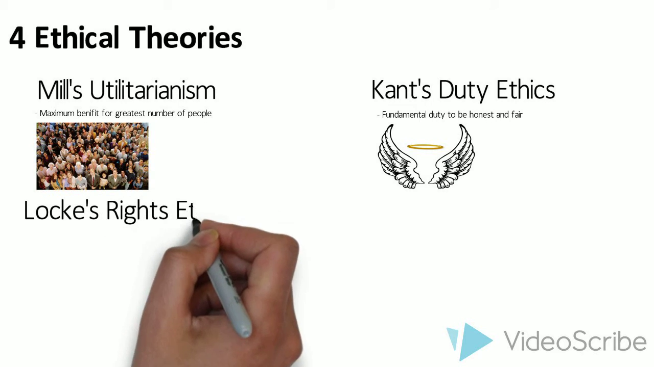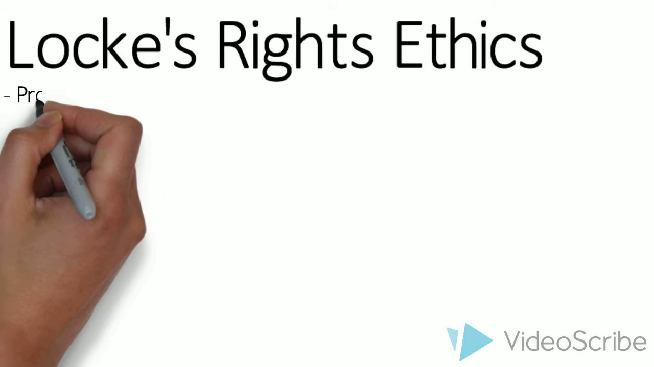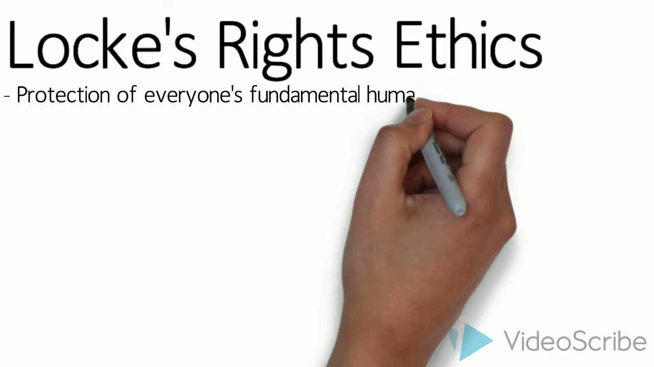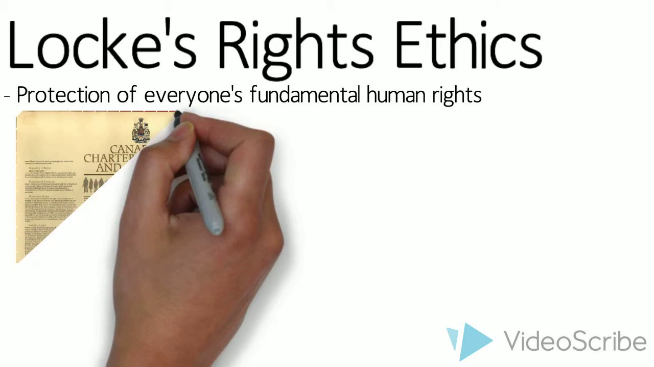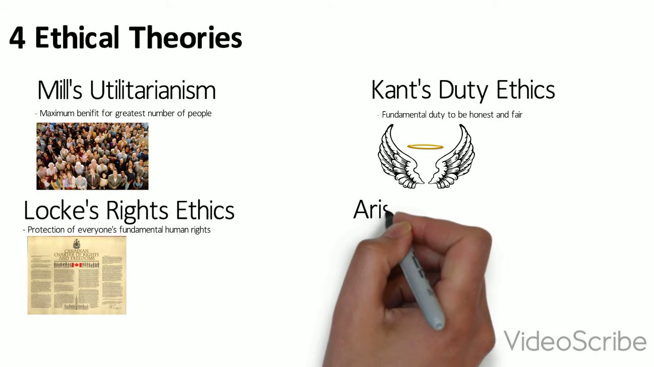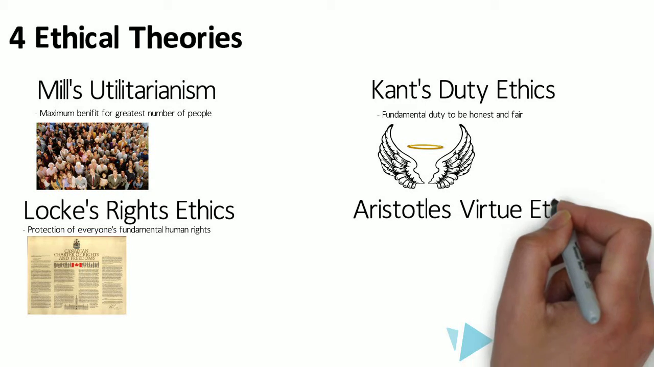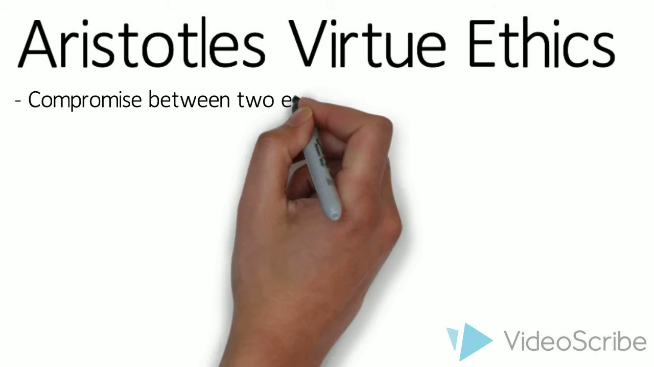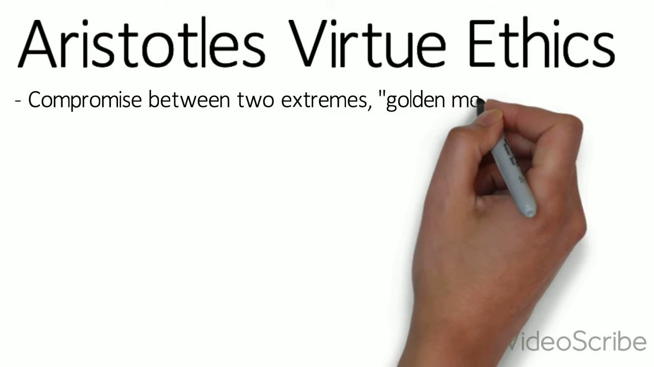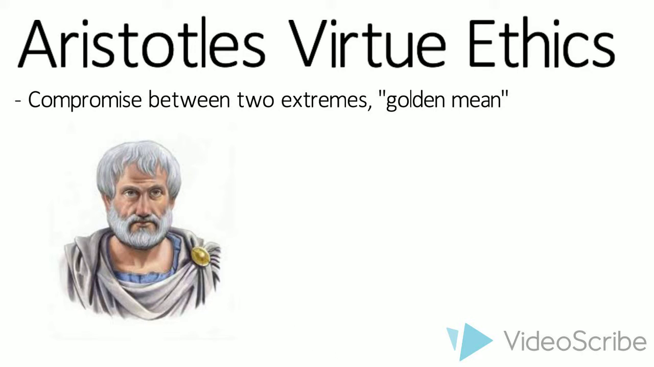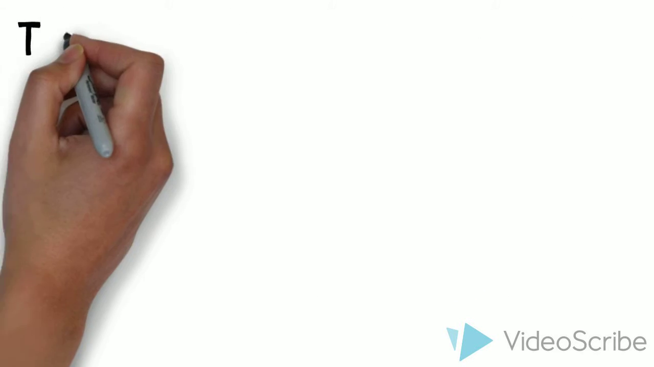The next would be Locke's rights-based ethics. It focuses on protecting the human rights embedded in the Canadian Charter of Rights and Freedoms. The final of the theories is Aristotle's virtue ethics, and these make the golden mean compromise between 2 extremes. So basically, the most virtuous person makes the most right choices.